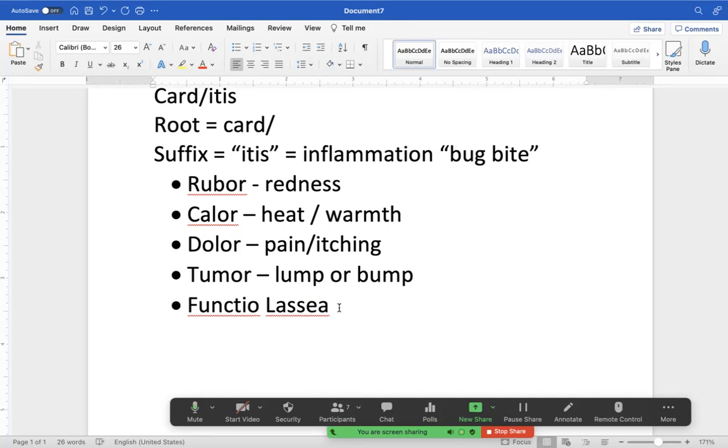It is an immune response to something. And it'll have redness, heat, warmth, pain, itching, lump or bump, and functio laesa. It will be loss of function or lack of function. This, of course, is the Latin medical terminology, old school, right? Remember, tumor doesn't mean they have cancer. It means lump or bump. But don't use that word around your patient, because what are they going to start thinking? I got cancer.